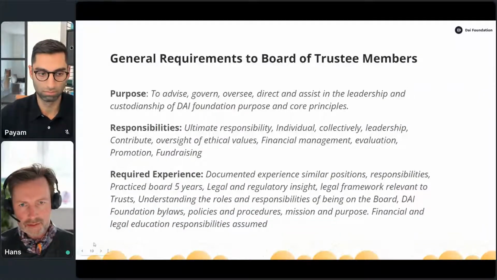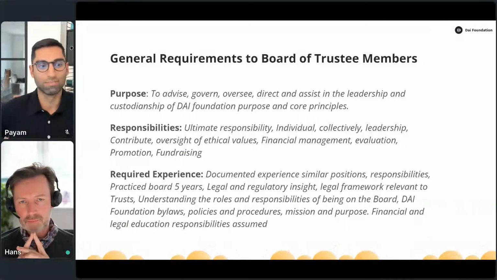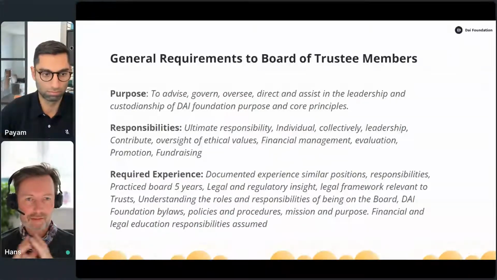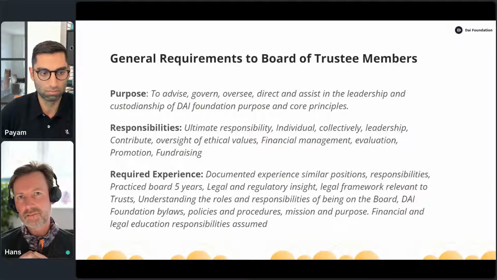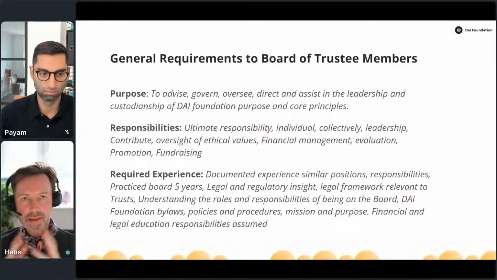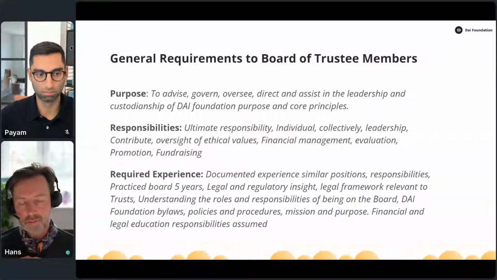I've been sitting on boards for many years, and I can say it's somewhat different with a board of trustees rather than a board of directors as you would normally have in a company. But the same responsibilities apply. And here I've just put up some keywords. So if some of you are considering applying to become a member, we would happily encourage everyone.